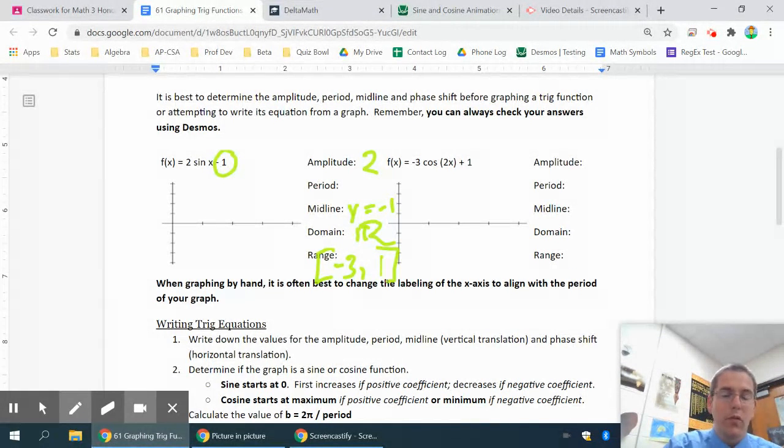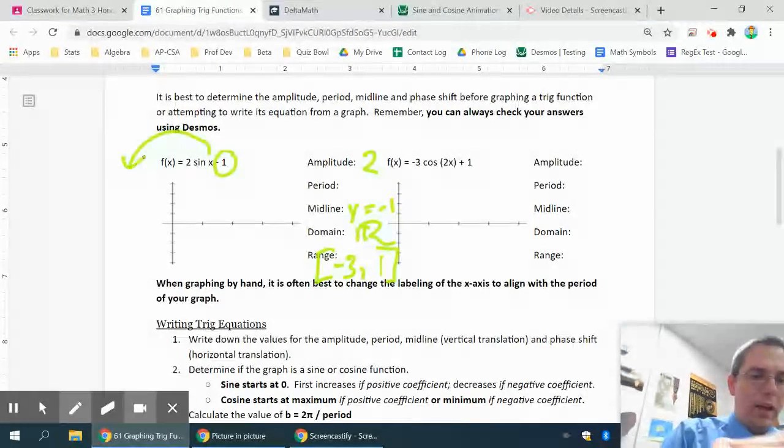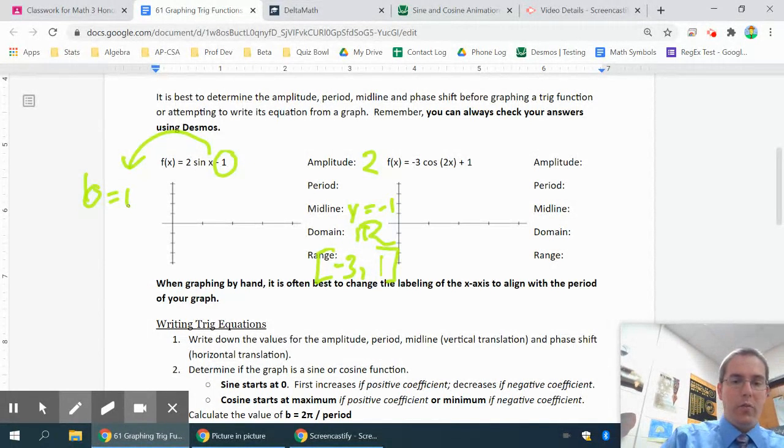The one I've skipped over is the period. The period, I have to use my b value. B is the number in front of x, so this is an understood 1 since there's nothing multiplied beside that x. And for the period, I'm going to always do 2 pi divided by my b value. So 2 pi divided by 1, in this case, is 2 pi. And anytime you see a plain x, where they haven't stretched or compressed it horizontally at all, you know the period's going to be 2 pi.